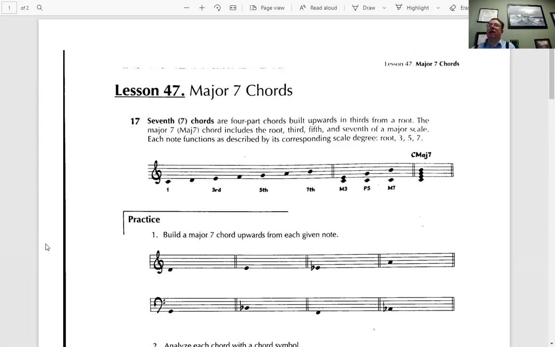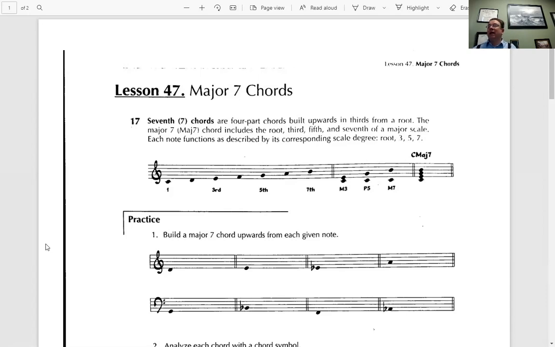So your book says that seventh chords are four-part chords built upwards in thirds from a root. The major seventh, and the popular music notation for that is MAJ7. The chord includes the root, the third, the fifth, and the seventh of a major scale. Each note functions as described by its corresponding scale degree: root, 3, 5, and 7.